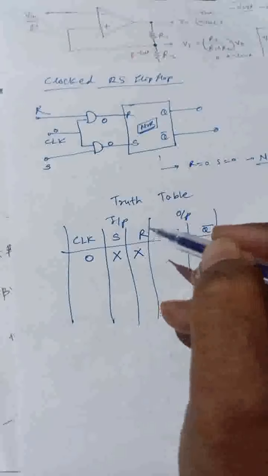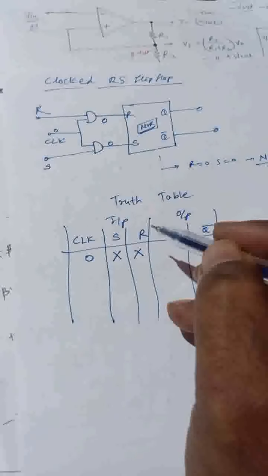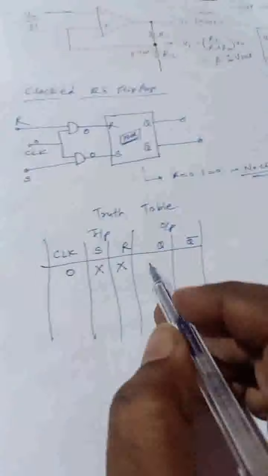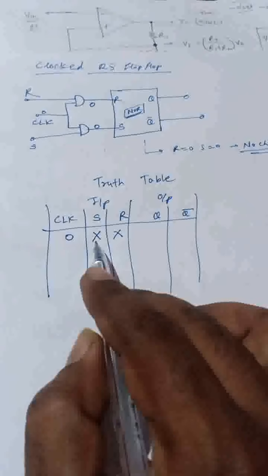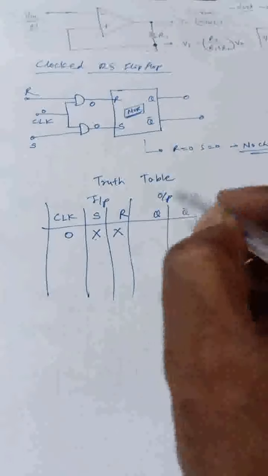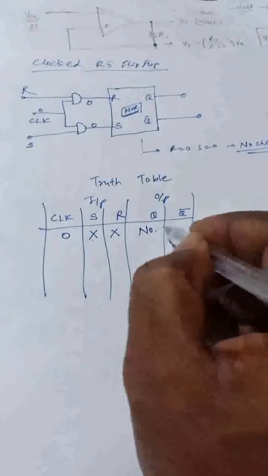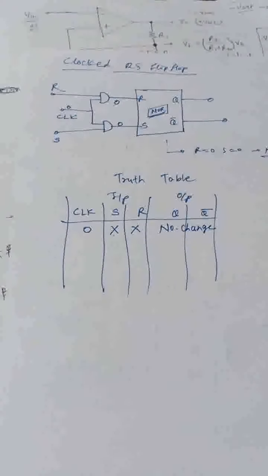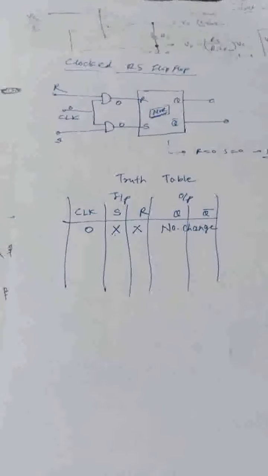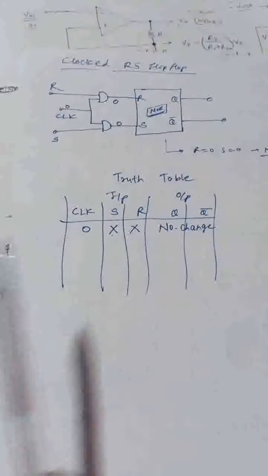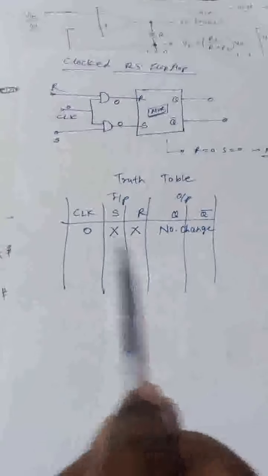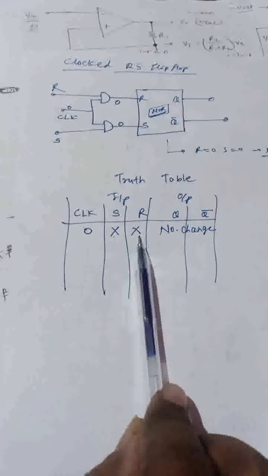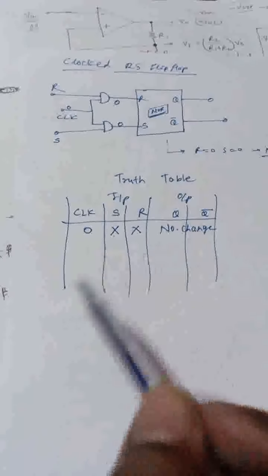So we write here a cross. It means what? S don't care, R don't care, you get no change. So clock is 0, and cross means don't care. It may be 1 or 0, and the output is in the no change condition.